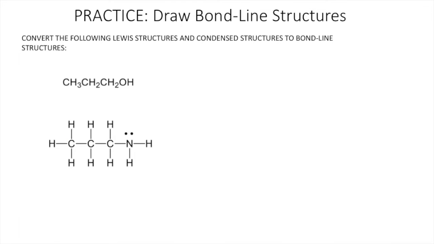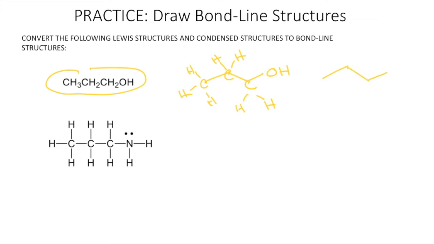Now let's practice drawing bond line structures. So we have a condensed structure here. We have 3 carbons followed by an OH. So that's going to look like this. Each intersection is a carbon, and then the carbon on the left would have 2 hydrogens, the next carbon would have 2, the next carbon would have 2, just like that. But just to draw the bond line, you omit the hydrogens and the carbons.